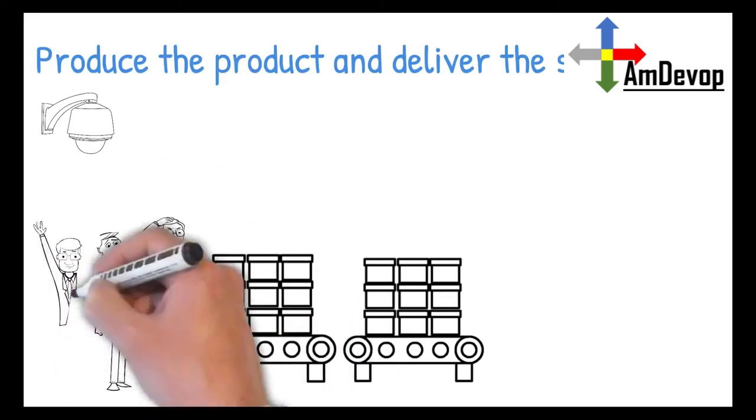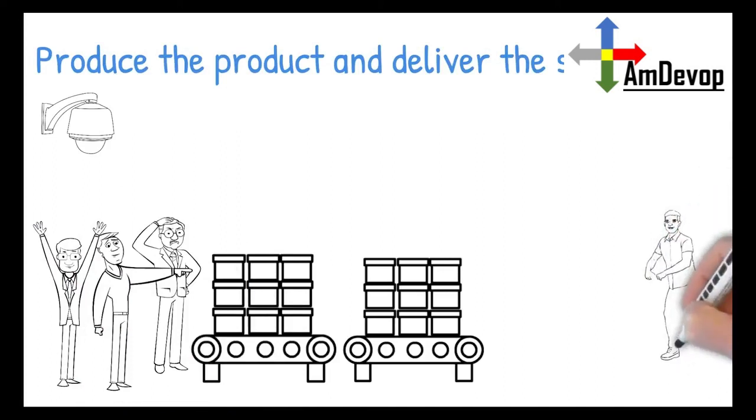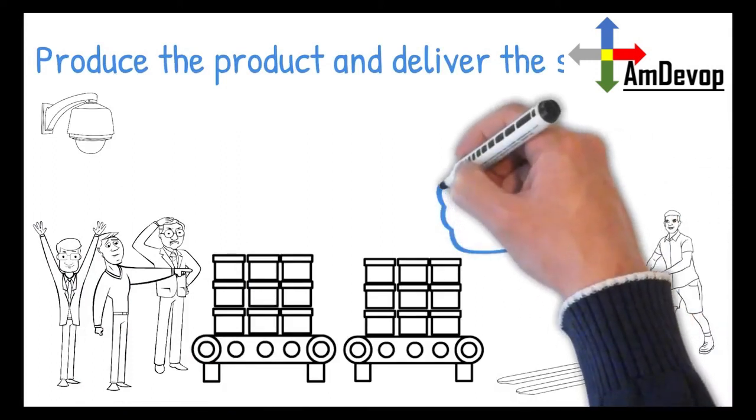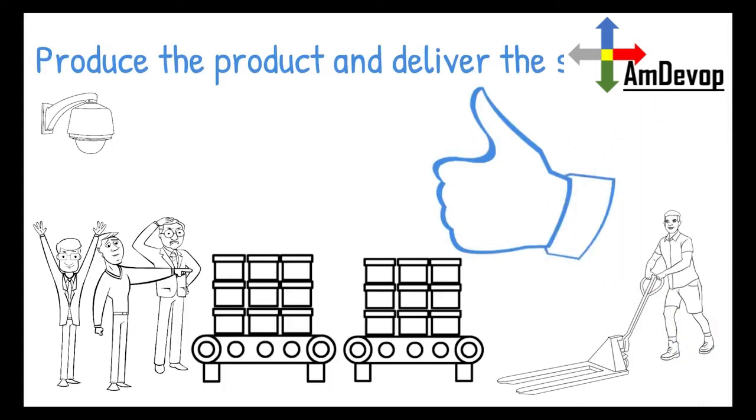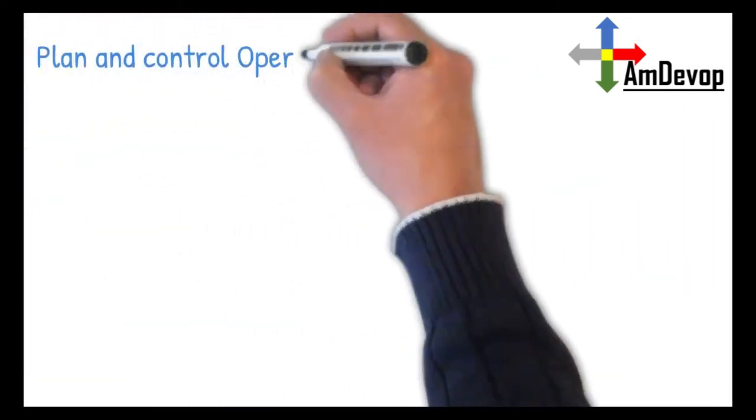Clause 8 will guide us on how to plan and control operations and capture customer requirements accurately, design and develop products and services, control outsourced processes and manage post-delivery activities.